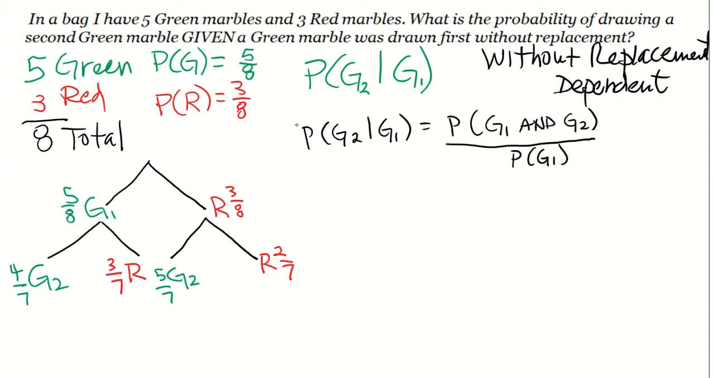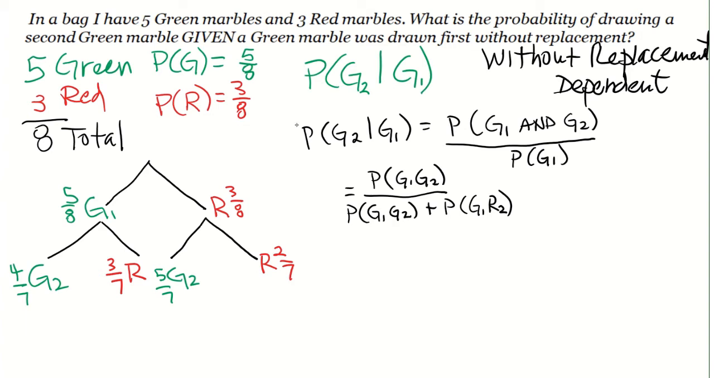And that equals the probability of G1, G2 divided by the probability of G1, G2 plus the probability of G1, R2. So let's use our tree diagram to help us understand what does that mean and what numbers do we want to use.